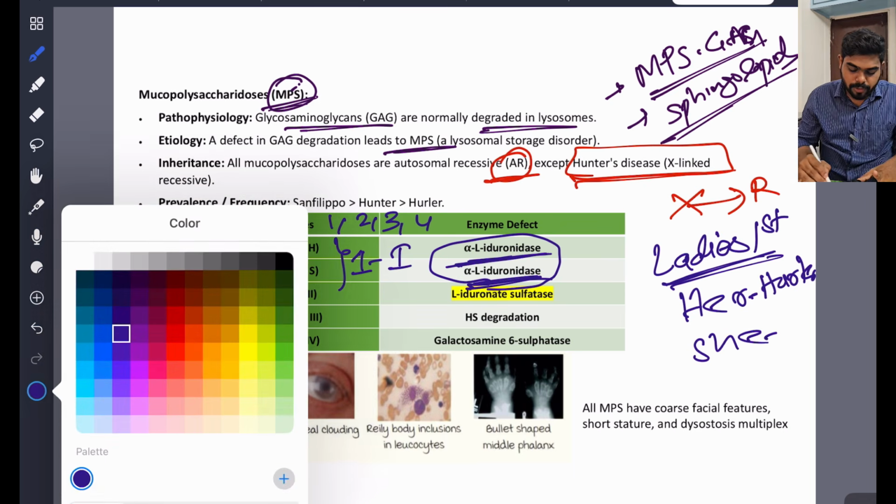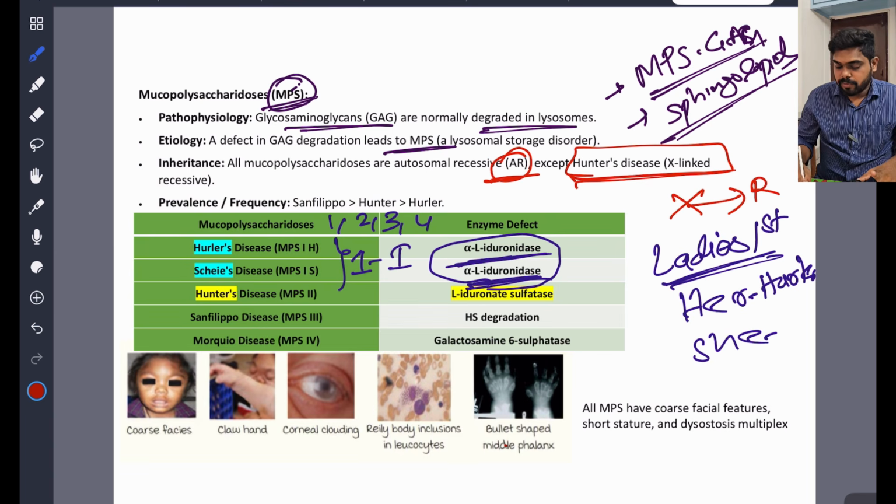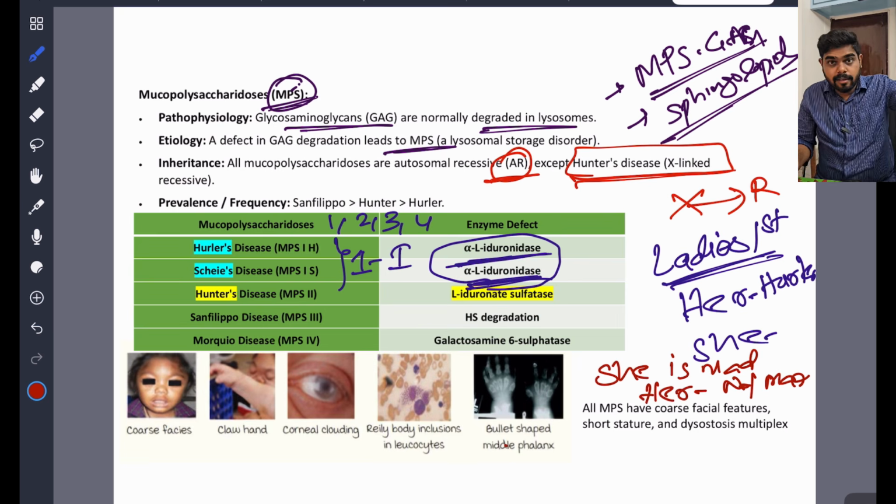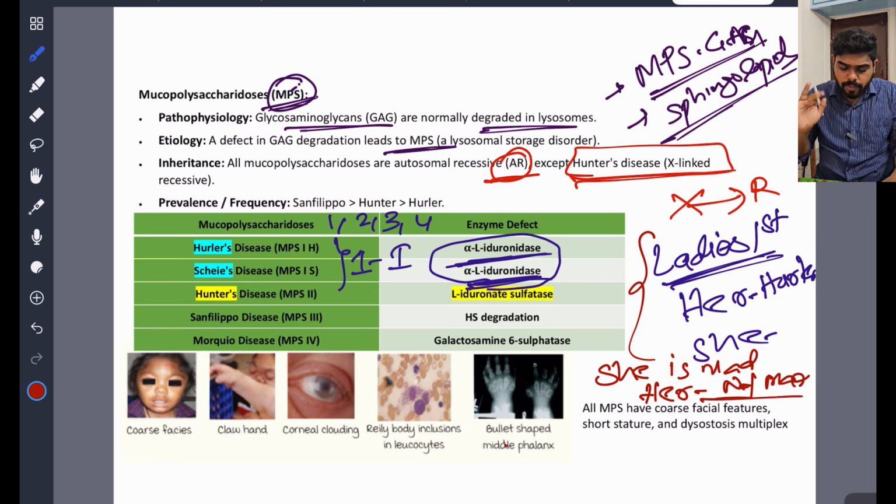You should know some points: she is mad, but her is not mad. Hurler is not mad. Ladies first, and she is mad. Her is fine, Hurler. Why? Mental retardation is present in she's, and mental retardation is not there in hers. After discussing, we'll summarize again, and you will understand better at that time.